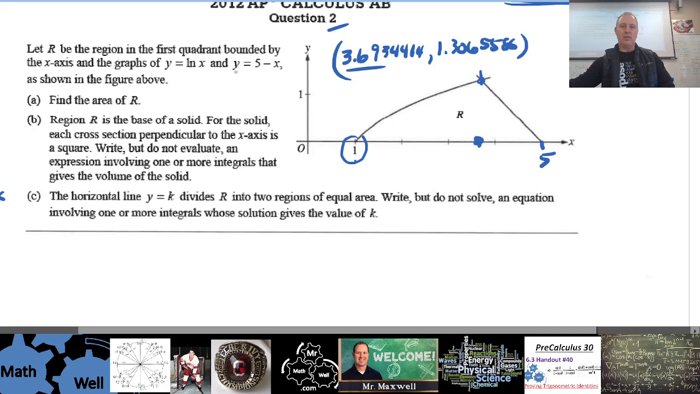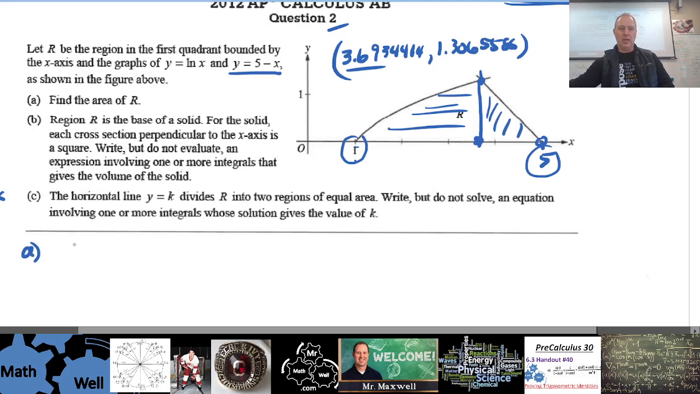This line right here is 5 minus x. So if y is to be 0, then x would need to be 5, right? So this is the x-intercept of 5. So we've got 1 to this value of 3.693, and then we've got a 5 there. Okay, so to find the area, we'll need to find two separate integrals, one for this and one for this. So that should look something like this.